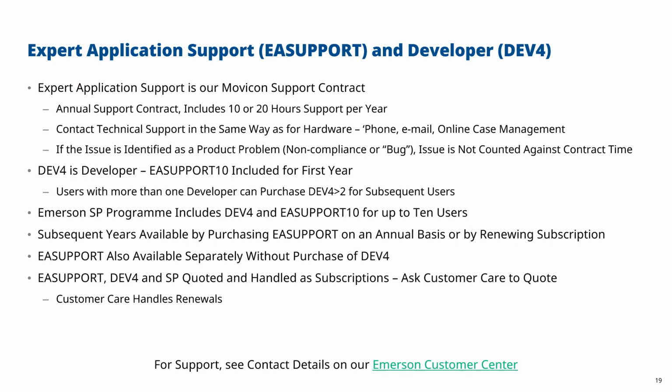And the important point here is EA Support, Dev 4 and SP are quoted by Emerson as subscriptions, so customer care will quote those. Customer care also handles all of the renewals on those as well, so you get an automatic renewal every year, and then you just need to submit your invoice against that renewal quotation, and that will allow the continued operation of that contract. So that's quite easy to quote. It's just the part numbers involved, either Dev 4 or EA Support or solution provider program, and then everything else is handled by Emerson.